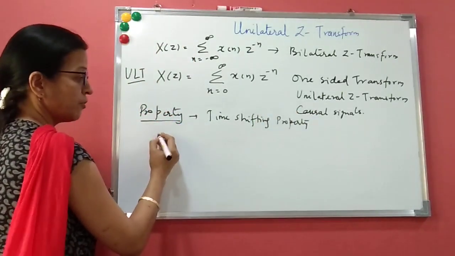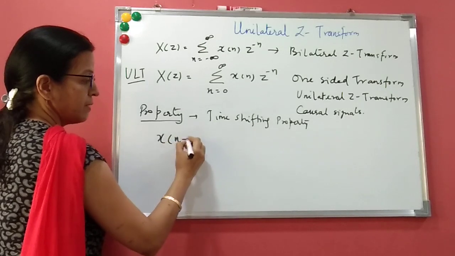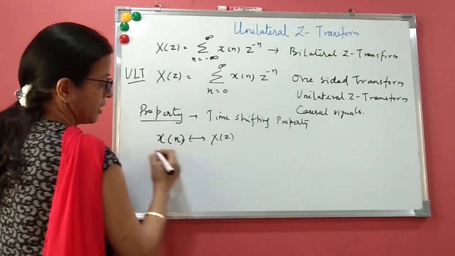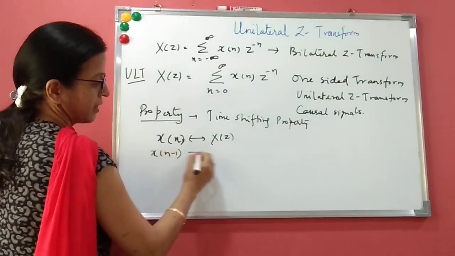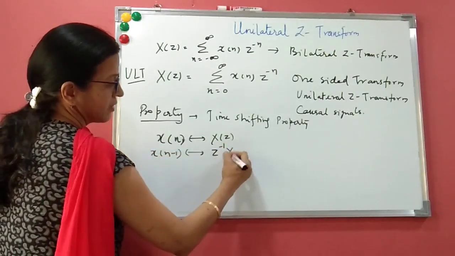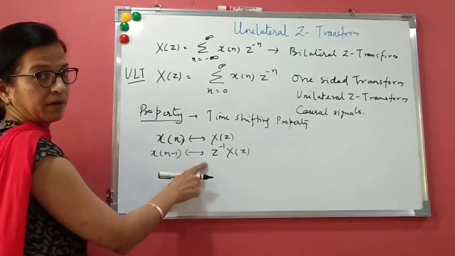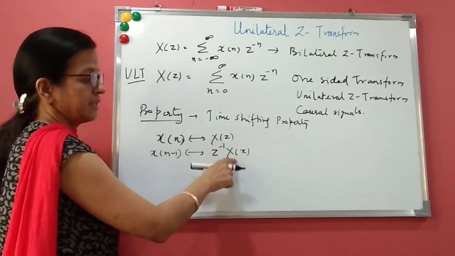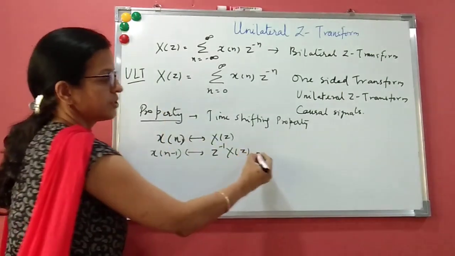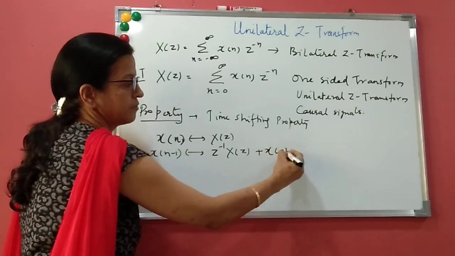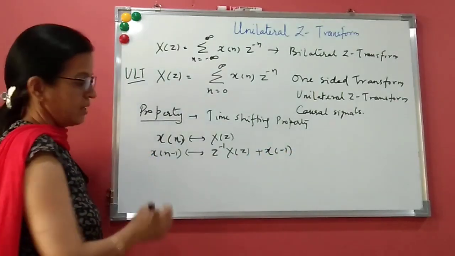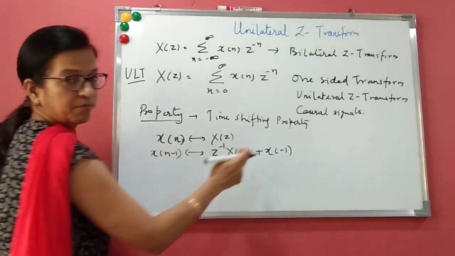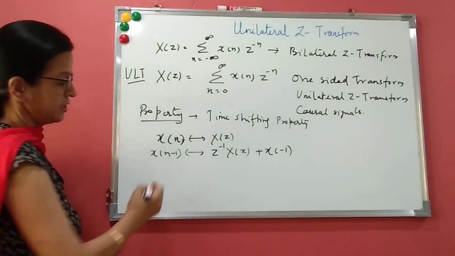What is the time shifting property for bilateral? If the transform of x of n is x of z, then the transform of x of n minus 1 is z raised to minus 1 x of z for bilateral. But for unilateral this changes: there is a plus x of minus 1. So the transform of x of n minus 1 is z raised to minus 1 x of z plus x of minus 1. This is called the initial conditions.